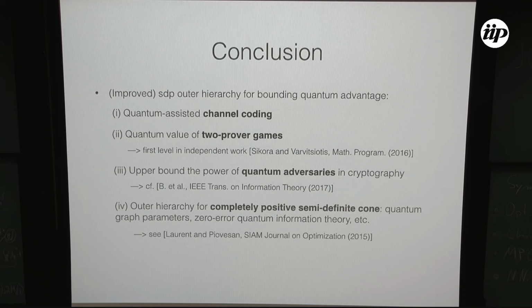And then finally, you can also use these methods to give an outer hierarchy for optimization over the completely positive semi-definite cone. These types of optimizations actually cover many quantities we're interested in quantum information, including quantum graph parameters and zero-error quantum information theory, so problems from that field.